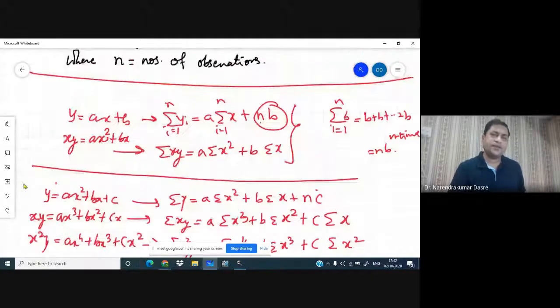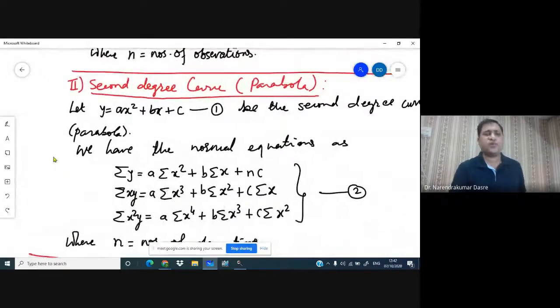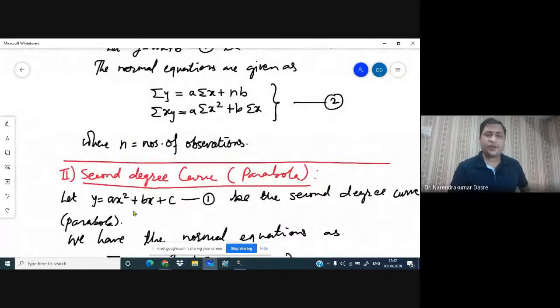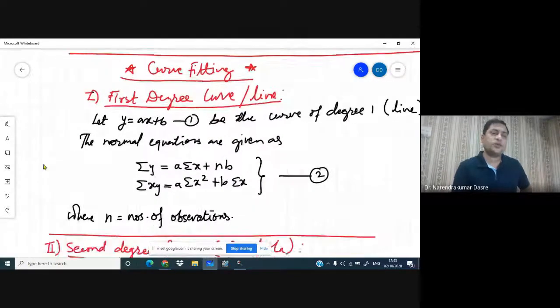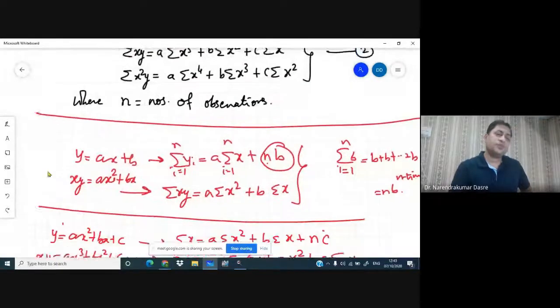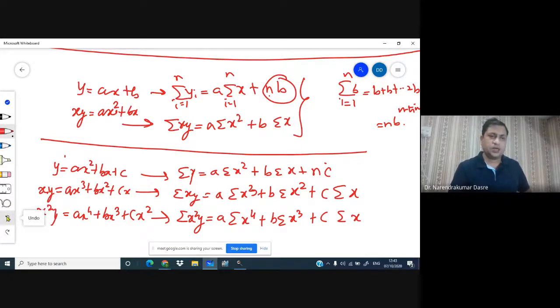No need to learn anything by heart. Just try to understand the technique. You don't have to memorize what these equations are. You just need to know what curve you have, and depending on the curve, you are able to write the normal equations of any curve. So if I give you a third degree curve, you are able to write the normal equations. You don't have to calculate much more. This is the technique of writing the normal equations for any polynomial curve.